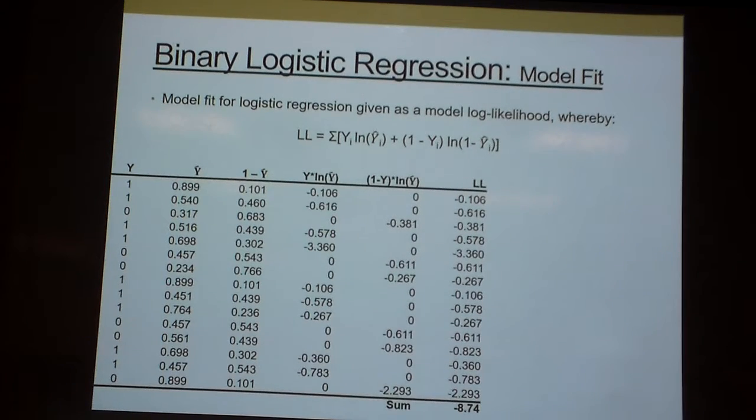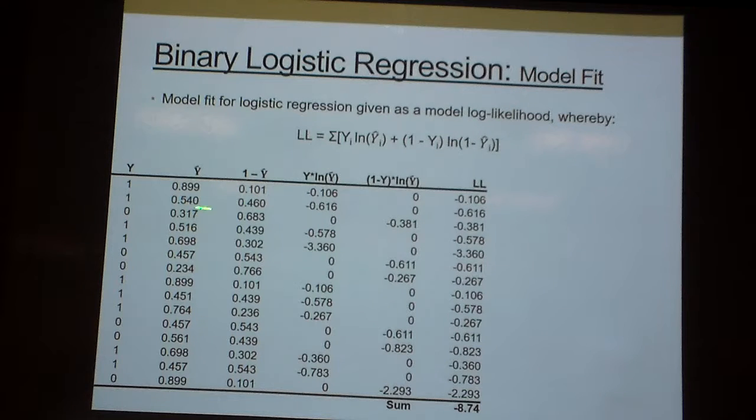This is what this looks like in practice for our skier data. Here's our list for each of our individuals, whether or not they fell or didn't fall. What SPSS is doing in the background is taking that against our predicted value of whether or not a person falls, and this is 1 minus that estimated value. Then we have our actual outcome times the natural log of our predicted value, and 1 minus our outcome times the natural log of 1 minus our predicted value, and then we get our log likelihood value here.